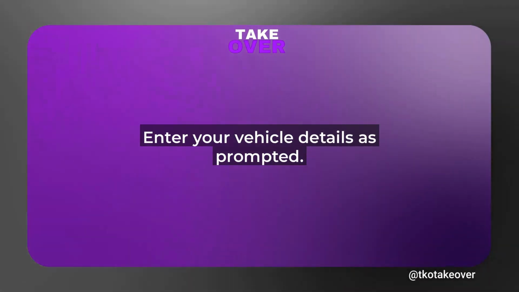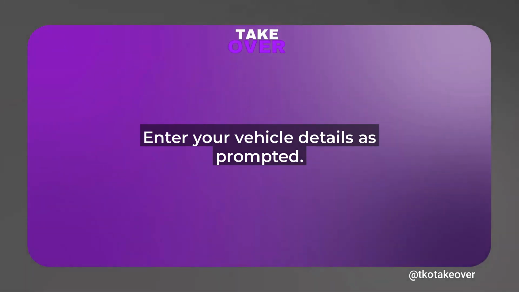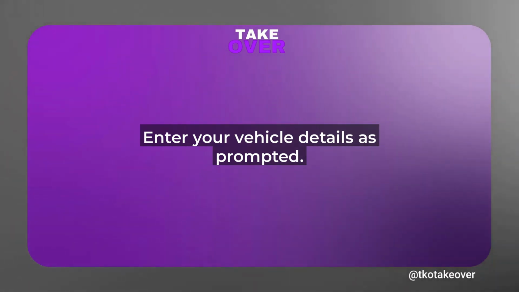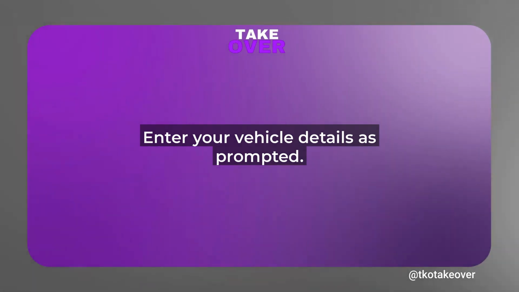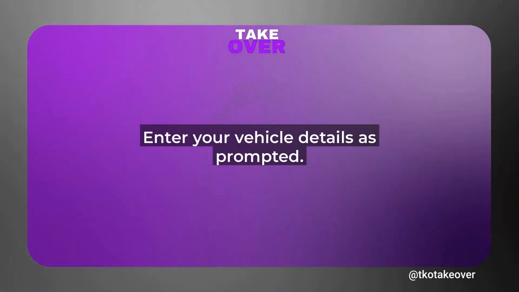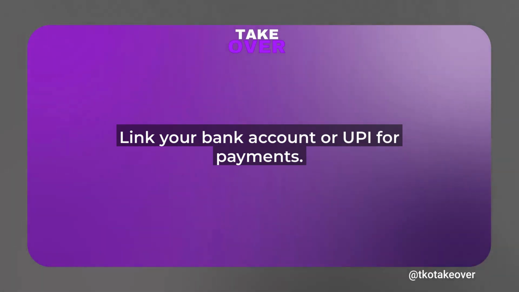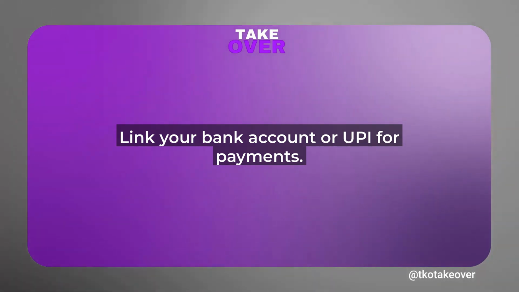Google Pay will ask for your vehicle details, like the registration number and type of vehicle, so have that handy. Then, link your bank account or UPI for seamless payments. This step might require a quick verification, which could involve an OTP sent to your phone. After that, review all the details you've entered to avoid any mistakes. Once everything looks good, confirm and submit.